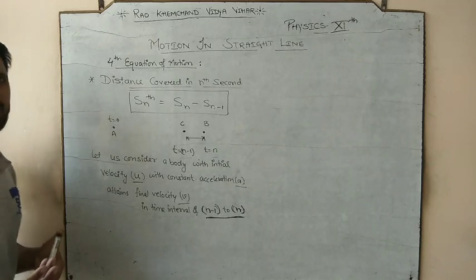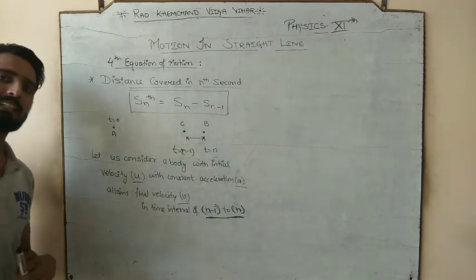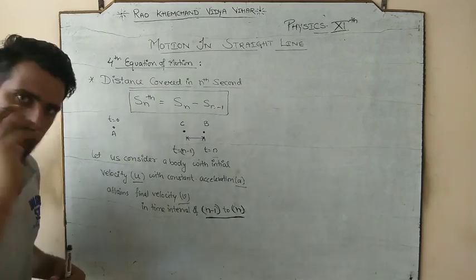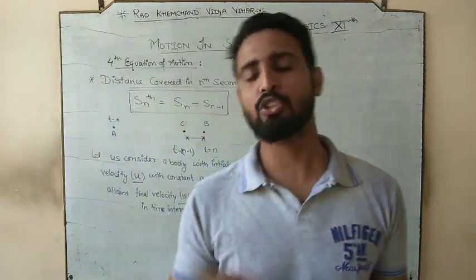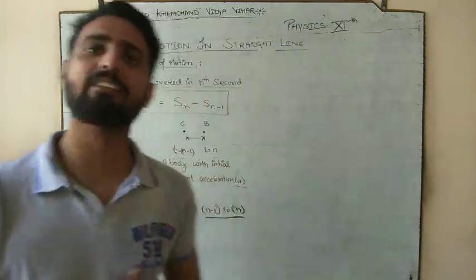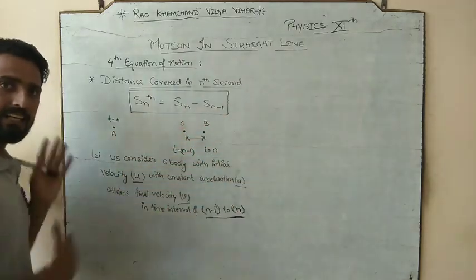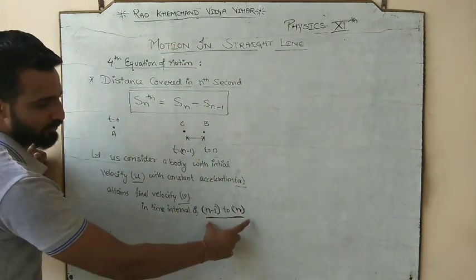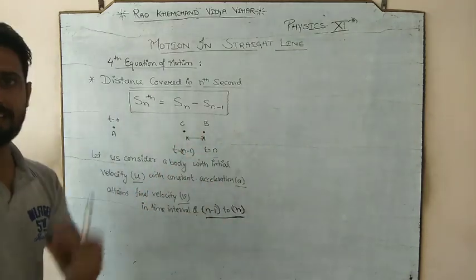And we are going to perform the same method that we performed in the second equation of motion. Why am I saying this? Because the second equation of motion also gives us the distance covered, but it gives us the distance covered from 0 to t seconds, the complete distance. But here we have to change from n minus 1 to n seconds. The nth would be in this manner.